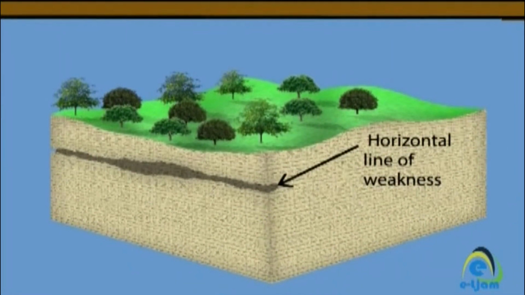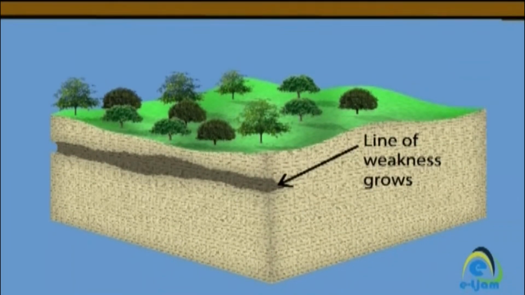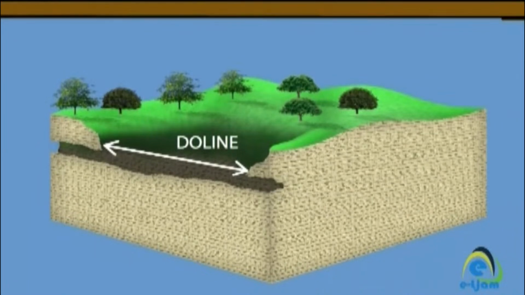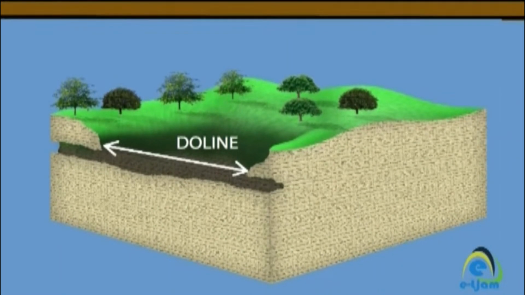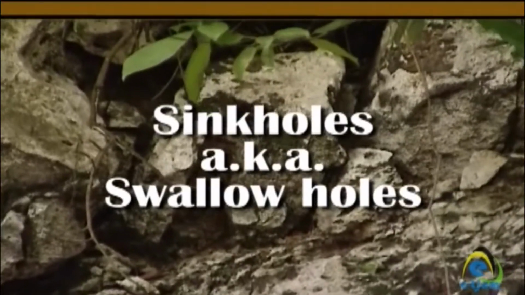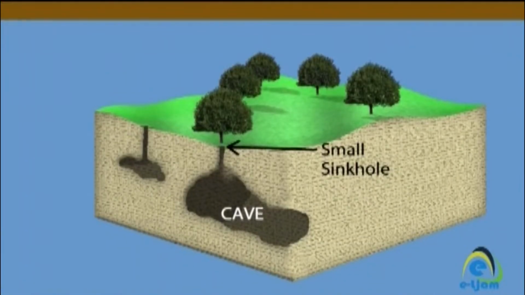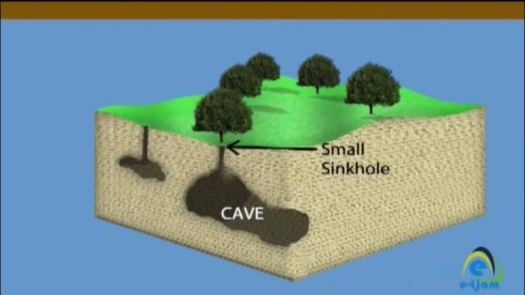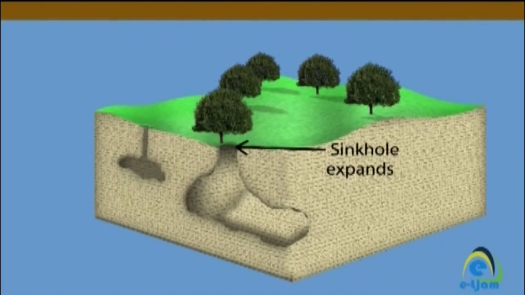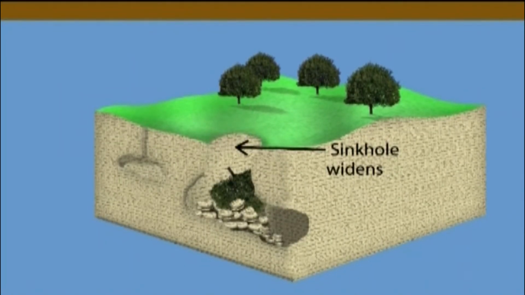Depressions or dolines, which are basin-like, can result from collapse of a rock cavity that developed along a horizontal line of weakness. Sinkholes, also called swallow holes, can develop from the collapse of rock overlying cavities formed along vertical lines of weakness.